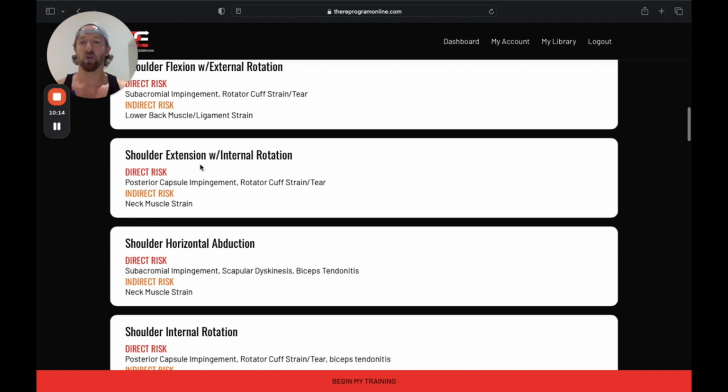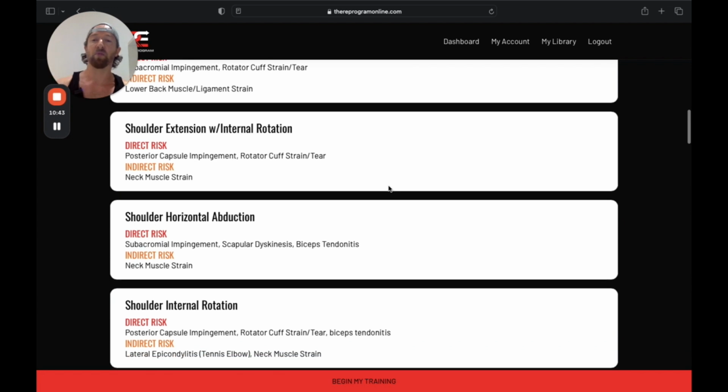Okay, next step, shoulder extension with internal rotation, direct risk, posterior capsule impingement, rotator cuff strain or tear. Again, if we're missing that internal rotation angle, the rotator cuff is in a bit of a vulnerable spot, and then the indirect risk is neck muscle strain, right? So another reason why is because if I'm missing that internal rotation there, the next thing to go when I need this range of motion, the way I get it is by doing this. I shrug, and that's going to put excessive tension on the upper traps and the cervical spine.